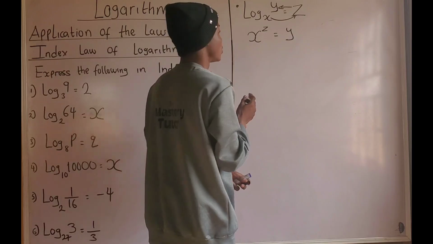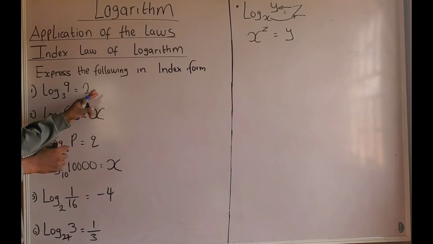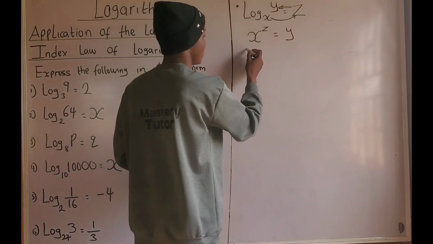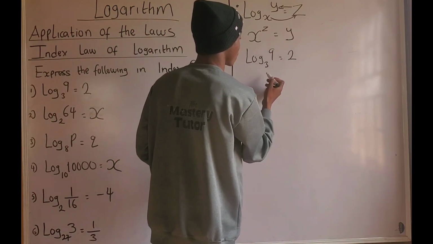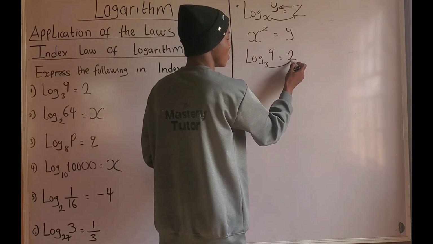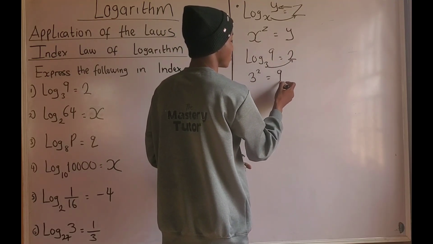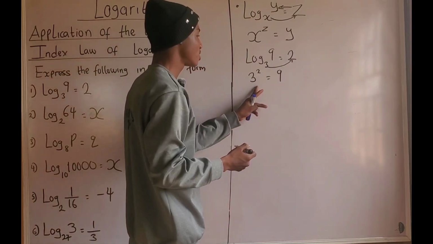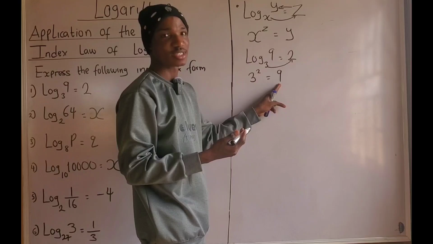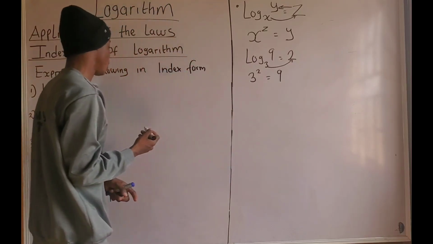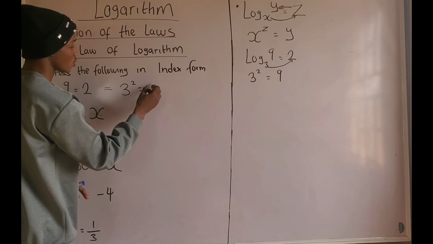X raised to the power of z equals y. Do you understand? So that means if I want to change log 9 base 3 equals 2 to index form, this base, which is 3, will carry this 2. So I'm going to have 3 raised to the power of 2. Do you get it? Because 3 raised to the power of 2 is what? 3 times 3, and 3 times 3 is 9. Do you understand? So that is the solution to this question. In index form, this will be 3 raised to the power of 2 equals 9.